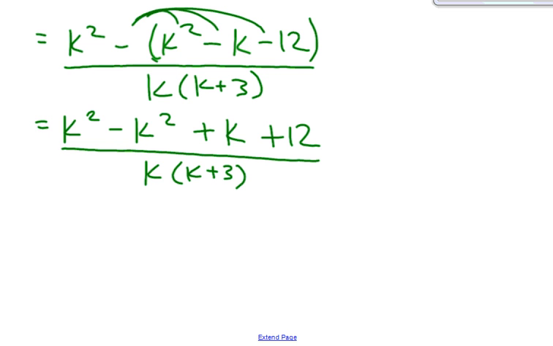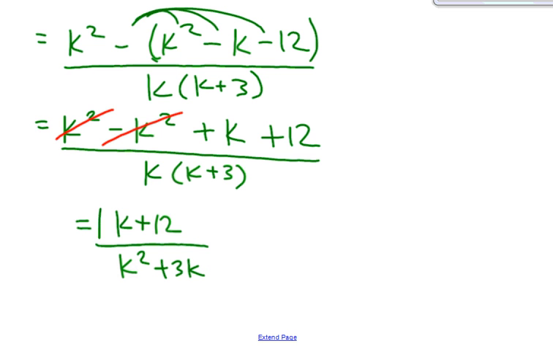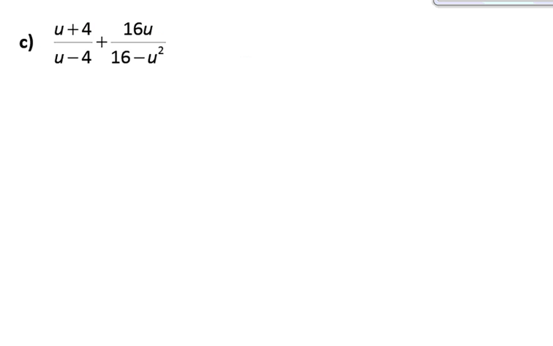Now notice the k squared and minus k squared will cancel, and I'm just left with k plus 12 in the numerator. Now since k plus 12 does not factor, I know that nothing's going to cancel, so I'm going to go ahead and distribute the k in the denominator, and this is my final answer. All right, last example, or last part for that example.